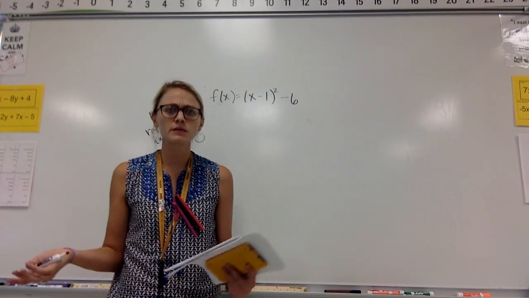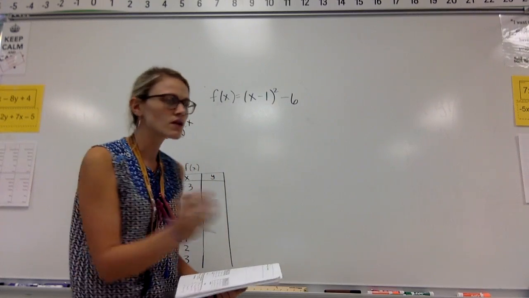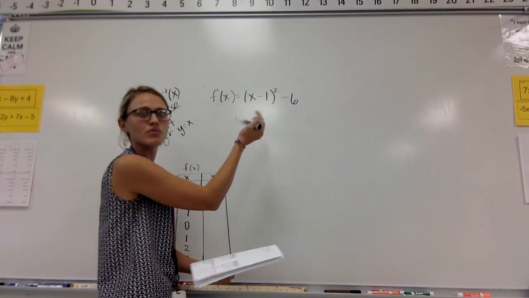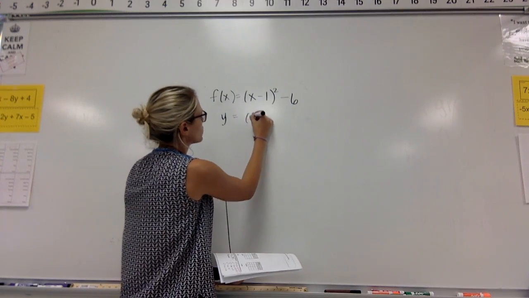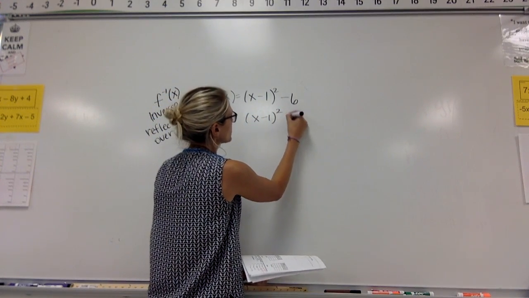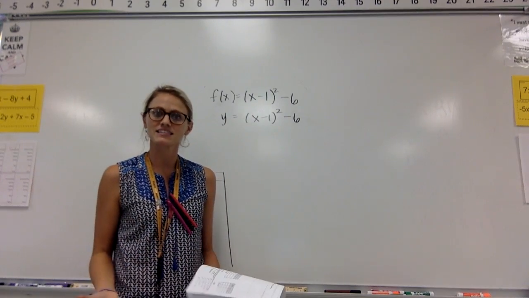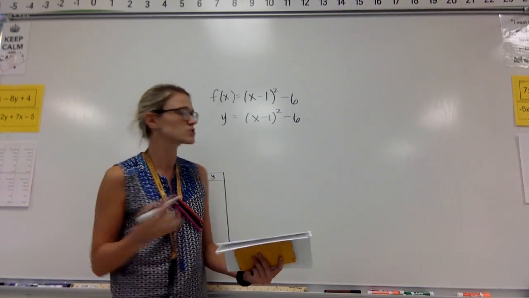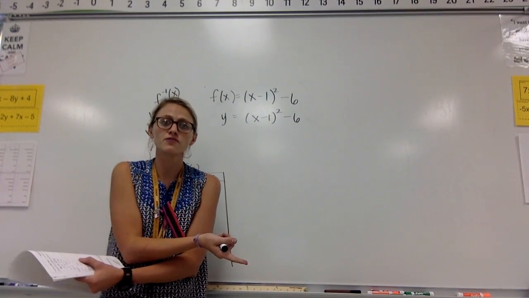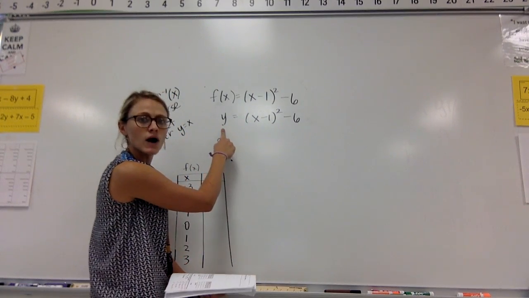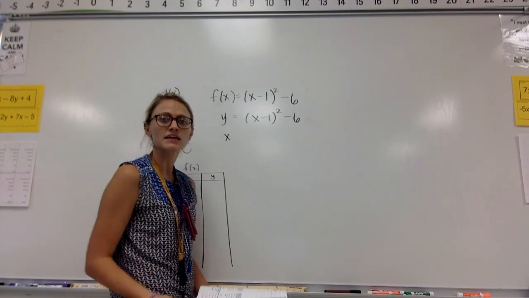Okay, so it's very similar to the linear equation one. Like I mentioned earlier, f of x is the same thing as y. So we've got y is equal to (x minus 1) squared minus 6. Very same thing. I just switched the f of x and the y because remember, to find the inverse, we just flip-flop the x and the y. So instead of y, I'm going to have an x.